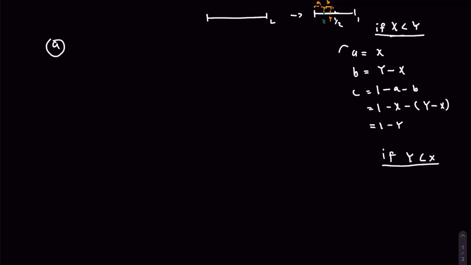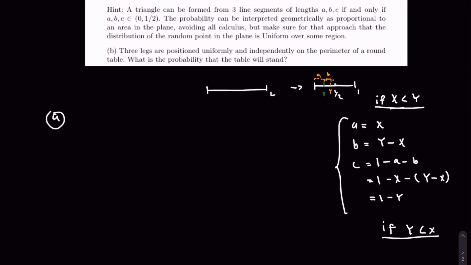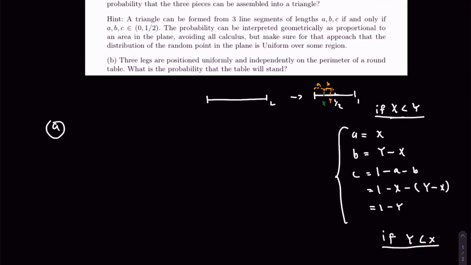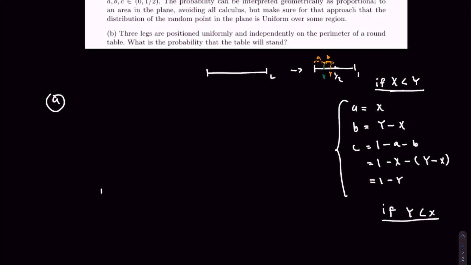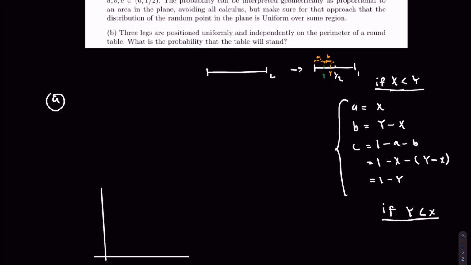Okay, so now we have the segments here, and as given by the hint, let's translate this to the joint distribution of the uniform x and y. So let's draw it out here. Say this is y, this is x, and this goes to 1, this goes to 1.